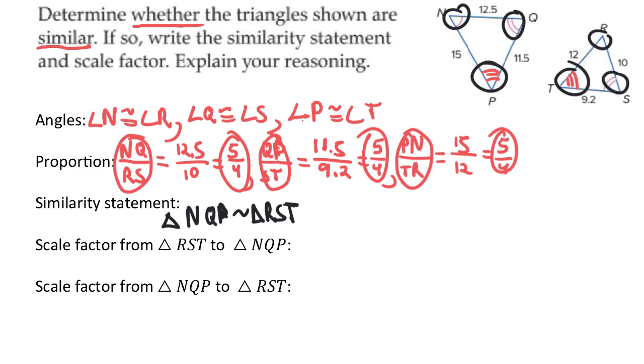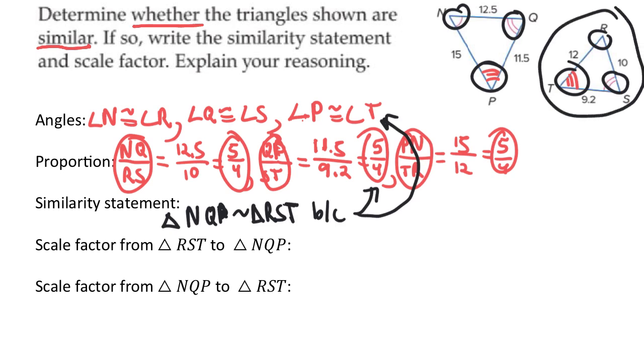How do I know that? Because, well, this stuff right here, that all the corresponding sides are proportional, and this stuff right here, all the corresponding angles are congruent. Now, what's the scale factor moving from RST, which is the small triangle, to NQP, which is the big triangle? All right, it's got to be a scale factor that's what? Greater than 1, or else you couldn't get big. Well, 5/4 is bigger than 1, so that's definitely our scale factor.